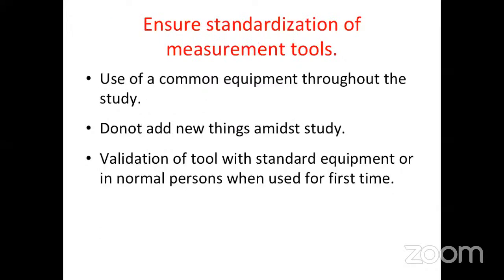Then ensure that there are proper measurement tools by use of common equipment throughout the study. For example, if you are using an automated BP apparatus, use the automated BP apparatus itself in all the places. Don't use manual in one place and automated at another place. If you are using a BIS monitor for depth of anesthesia, use the BIS monitor only throughout the study. You cannot use BIS in one place, entropy in one place, or Narcotrend at another place. Likewise, you have to use a common or standard equipment throughout.